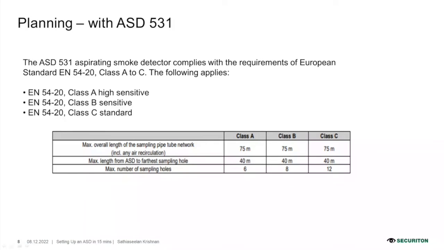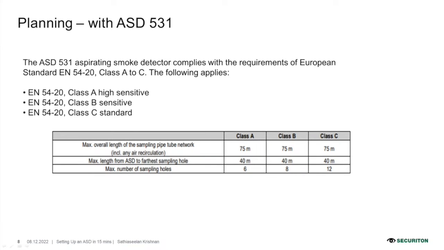So with that, we need to follow the furthest length that you can go and the number of holes that can be used according to these classes. As you can see here, the length pretty much remains the same for all the classes from class A to class C in terms of the aggregate length and furthest sampling point. That also remains the same at 40 meters from class A to class C.